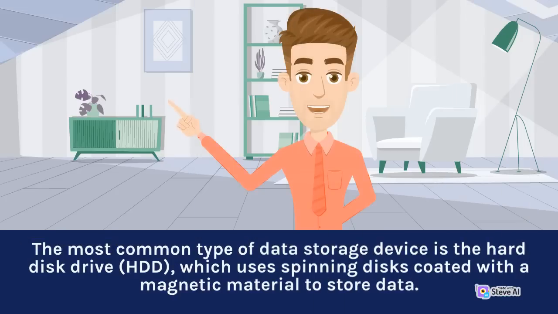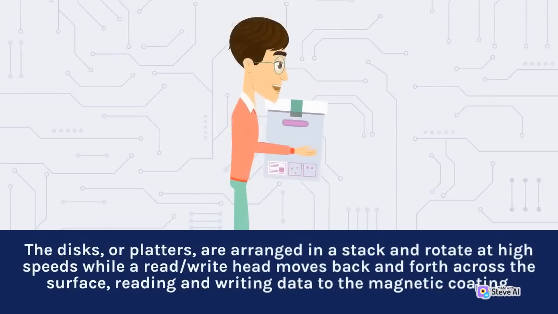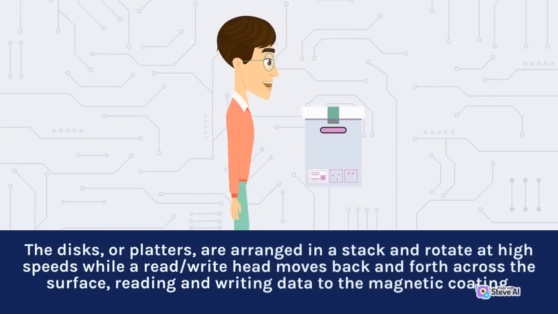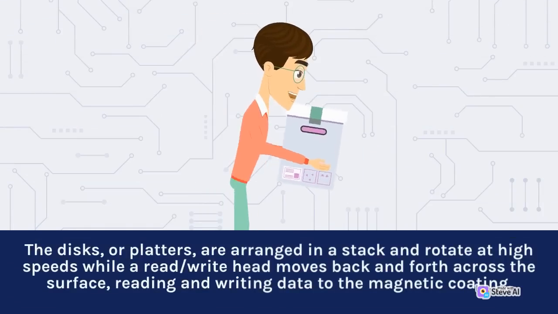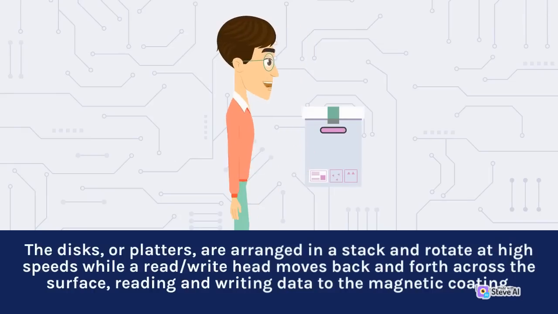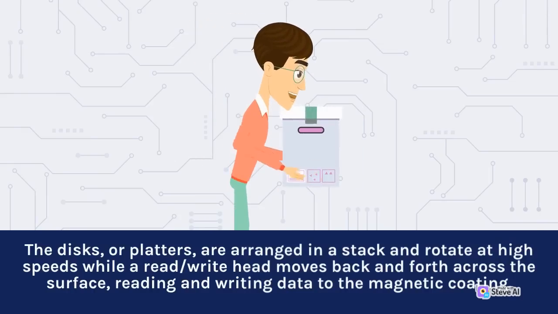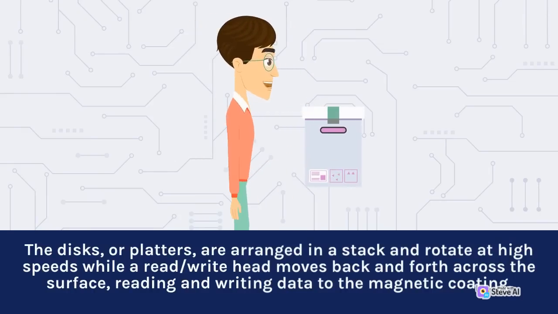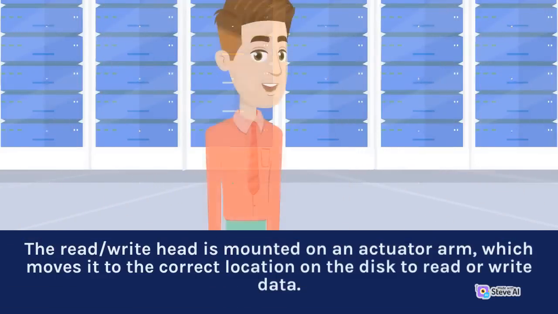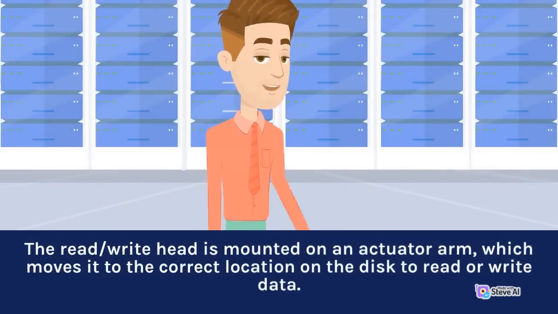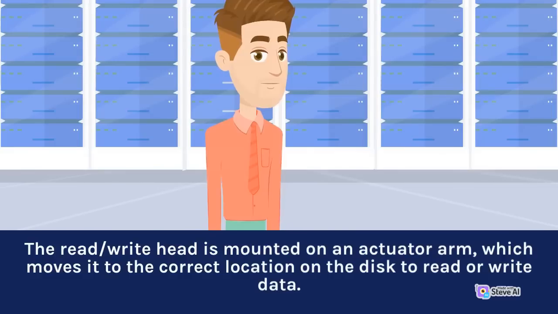The most common type of data storage device is the hard disk drive, HDD, which uses spinning disks coated with a magnetic material to store data. The disks, or platters, are arranged in a stack and rotate at high speeds while a read/write head moves back and forth across the surface, reading and writing data to the magnetic coating. The read/write head is mounted on an actuator arm, which moves it to the correct location on the disk to read or write data.